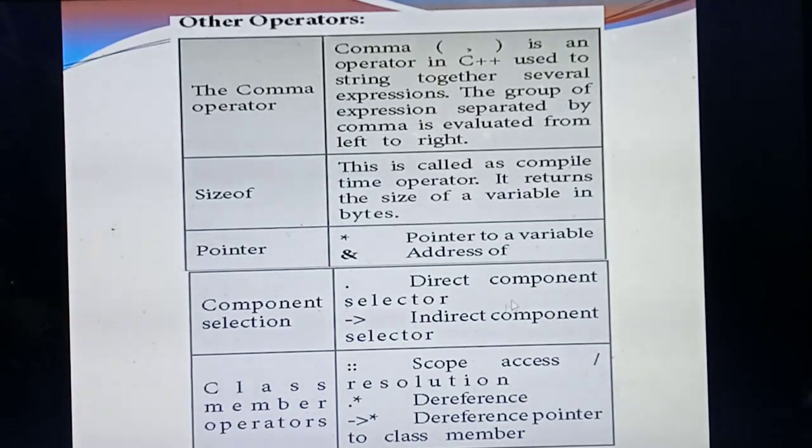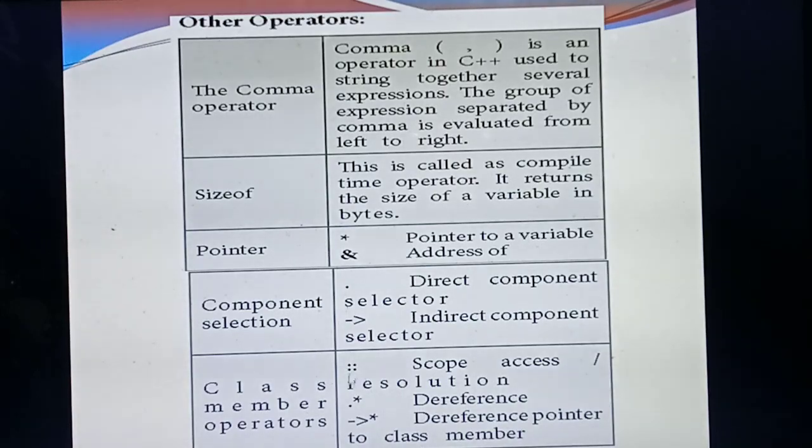Understand? Yes. Then class member operators. This and all we will study in detail in later chapters. Okay. Next one is class member operators. There are three symbols. First one is this one.